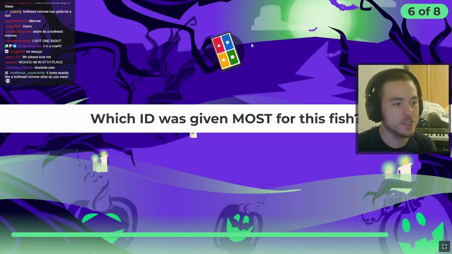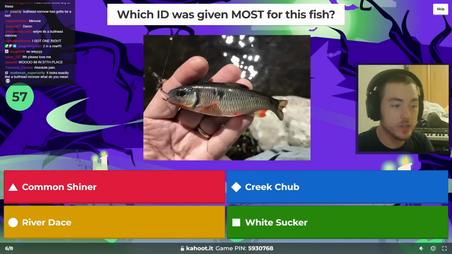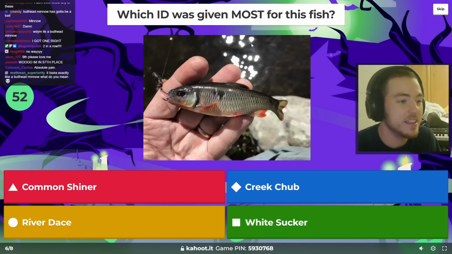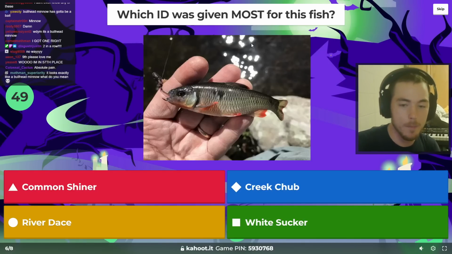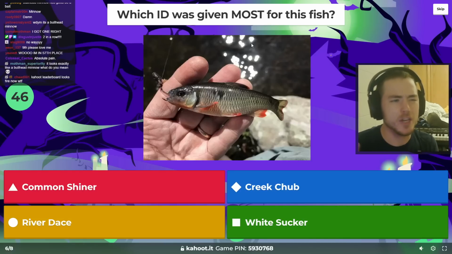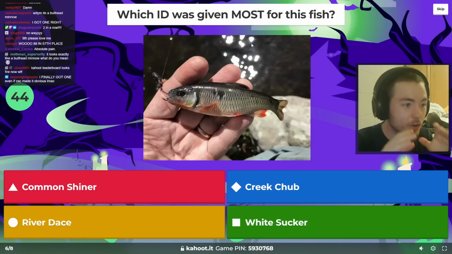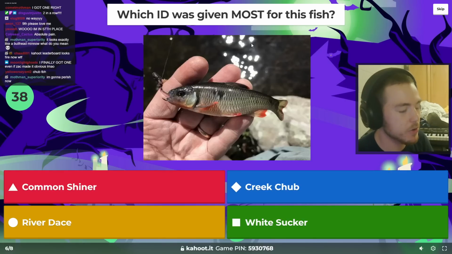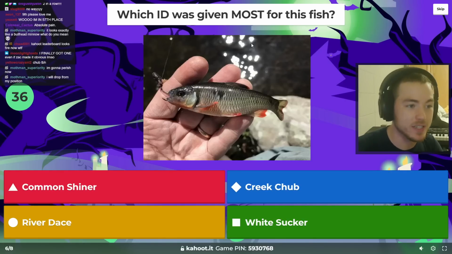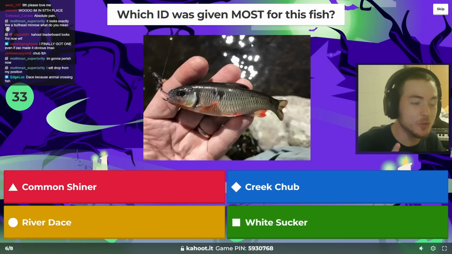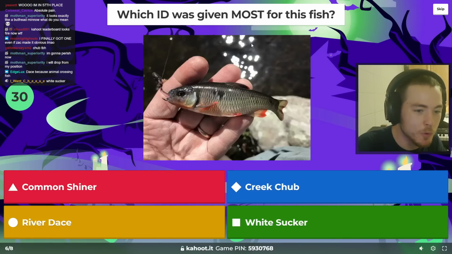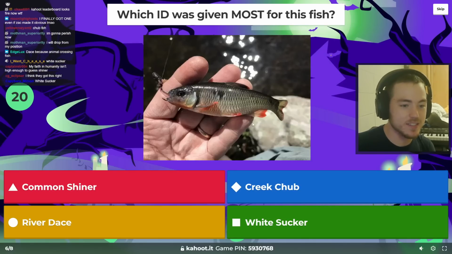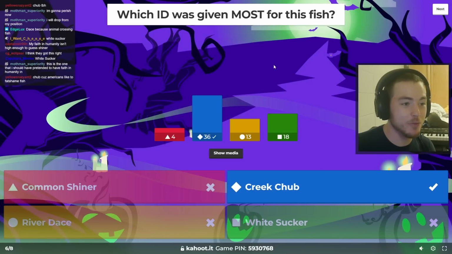All right, this is a different type of question. Which ID was given most? So this is a common shiner. This is a very obvious common shiner. Any person who knows anything about fish could identify this as a common shiner. But I'm not asking you which dumb, rare ID was given. What was the single most replied comment? In the other ones, it's been like, okay, one person said something dumb or two people said something dumb. In this one, I am asking you what was said the most. What was the group consensus? You would think that on a common shiner, the group consensus would be a common shiner, but unfortunately it's not.